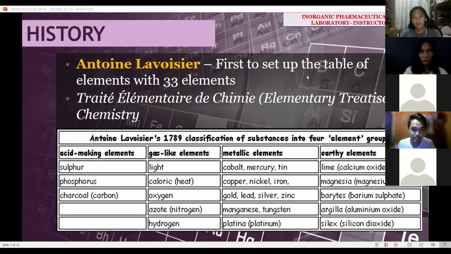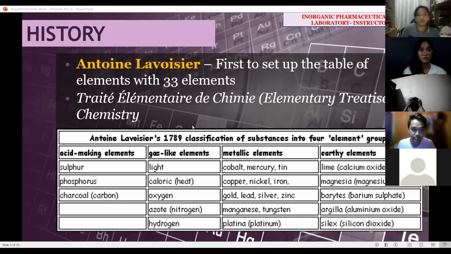Okay, he was the first one to actually set up the periodic table. He had 33 elements there, but he grouped it in 4 groups only: acid-making elements, gas-like elements, metallic elements, and earthy elements. The one thing here that is unique to Antoine is actually the presence of these two, the light and the caloric heat, which is not supposedly dili gyud na sila elements, pero gi-appeal niya din ha. Mao lang na siya ang unique sa iyang periodic table.